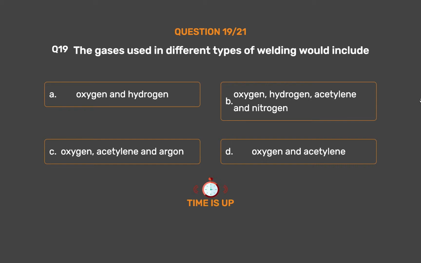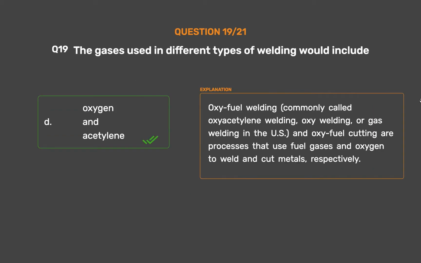The correct answer is option D, oxygen and acetylene. Oxy-fuel welding, commonly called oxyacetylene welding, oxy-welding, or gas welding in the US, and oxy-fuel cutting are processes that use fuel gases and oxygen to weld and cut metals, respectively.